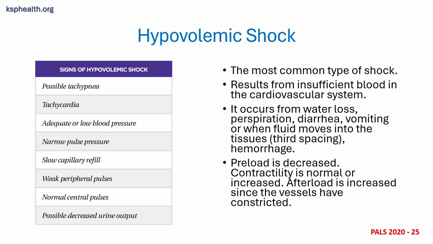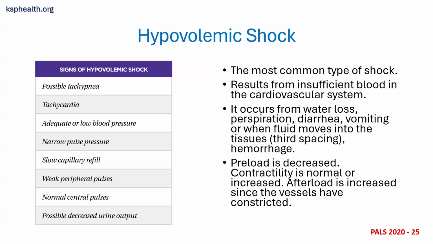Hypovolemic shock is the most common type of shock. It results from insufficient blood in the cardiovascular system. Most of the time it happens because of diarrhea and vomiting. In the United States, the most common cause of hypovolemic shock is hemorrhage. The preload is decreased, contractility is normal or increased. Afterload is increased because the vessels have constricted, which is a normal adaptive response to hypovolemic shock.